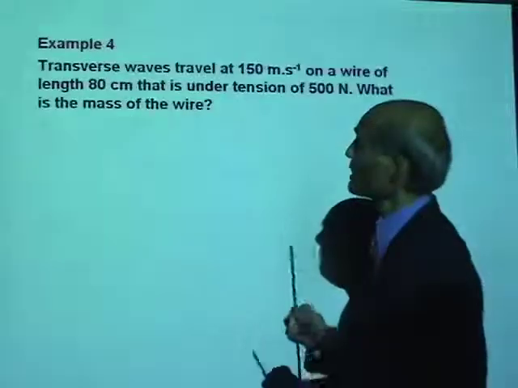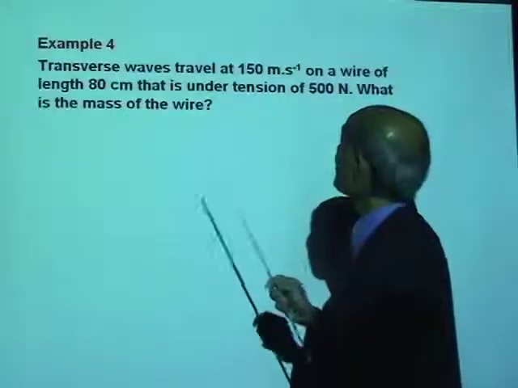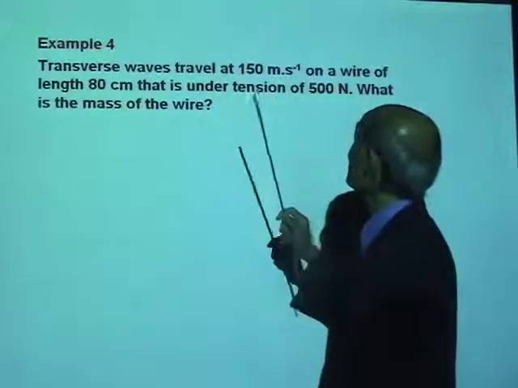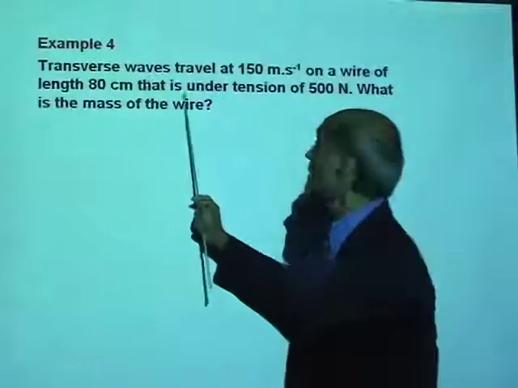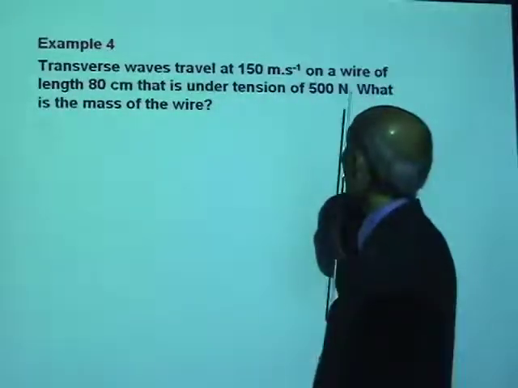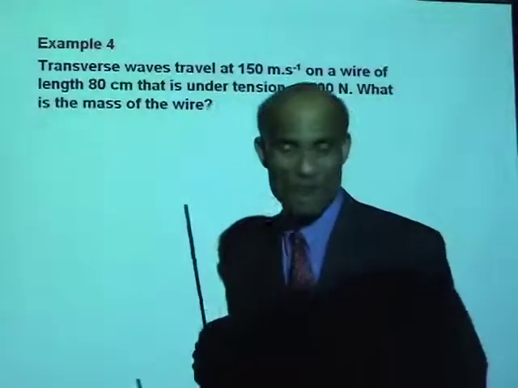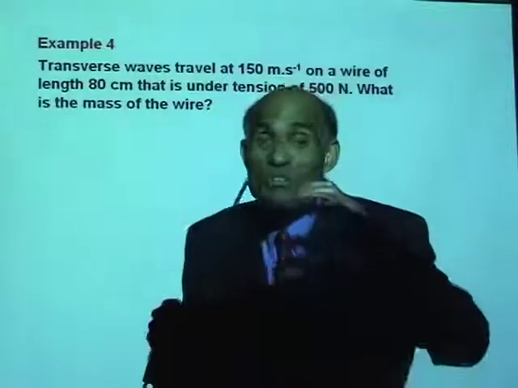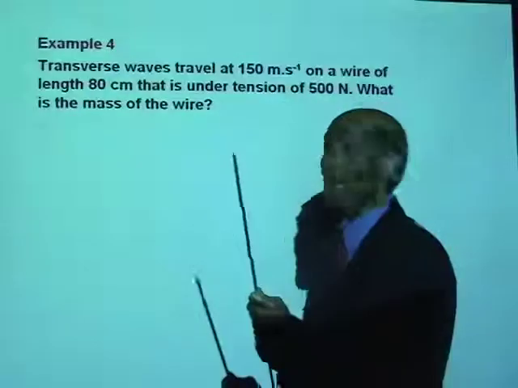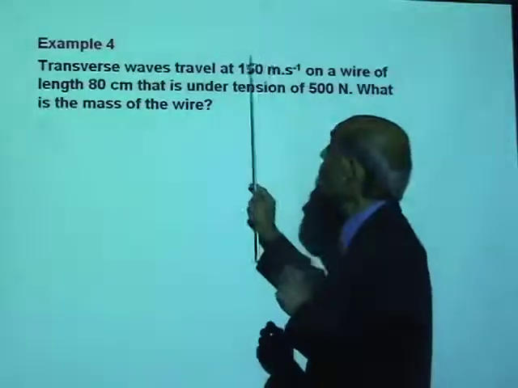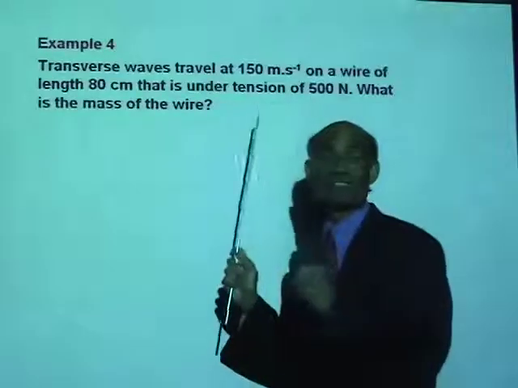Okay, let's do another one. Transverse waves travel at 150 meter per second on a wire of length 80 centimeter that is under a tension of 500 Newton. What is the mass of the wire? So this time we need to find the mass of the wire. Well, look at the data. What do we have? We know the speed, we know the tension.